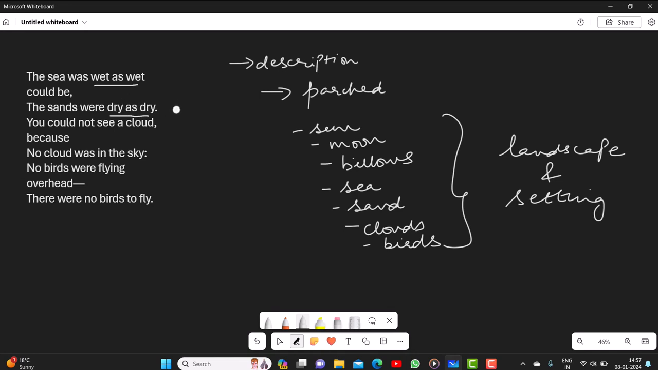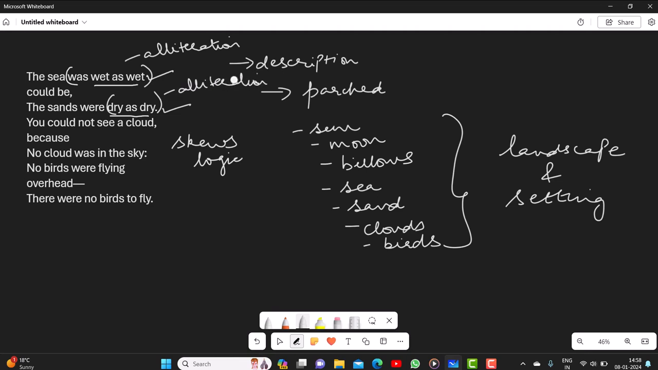Now, it's silly, no doubt, but we have to remember that this poem is an excellent example of nonsense verse. It skews logic and meaning. All right, so we have two similes here. The sea was wet as wet, the sands were dry as dry, and wet as wet is also an alliteration. Dry as dry is also an alliteration. And of course, these are two similes as well. So this is all about this stanza. There's not much of an explanation. Let's move to the next one.